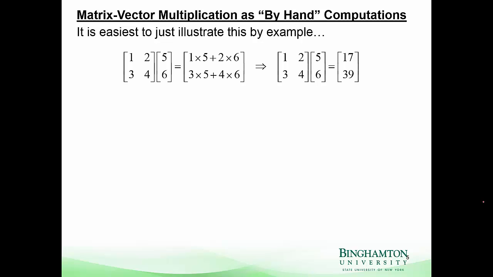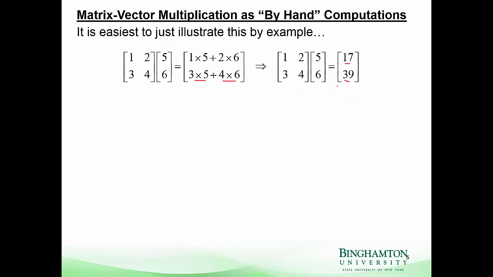And sometimes that's what you need, but sometimes you need more, and that's what the other views are for. So we just simply say that I've made this set of numbers very easy to keep track of: 1, 2, 3, 4, 5, 6, and we see that we take 1 times 5 plus 2 times 6 gives us the 17, and then 3 times 5 plus 4 times 6 gives us the 39.